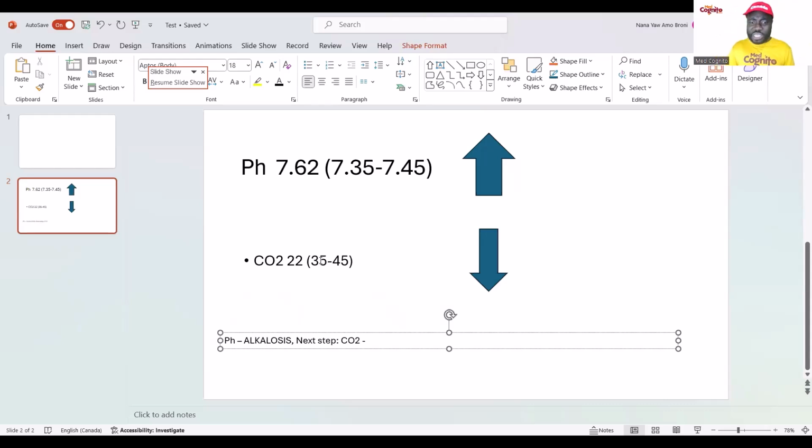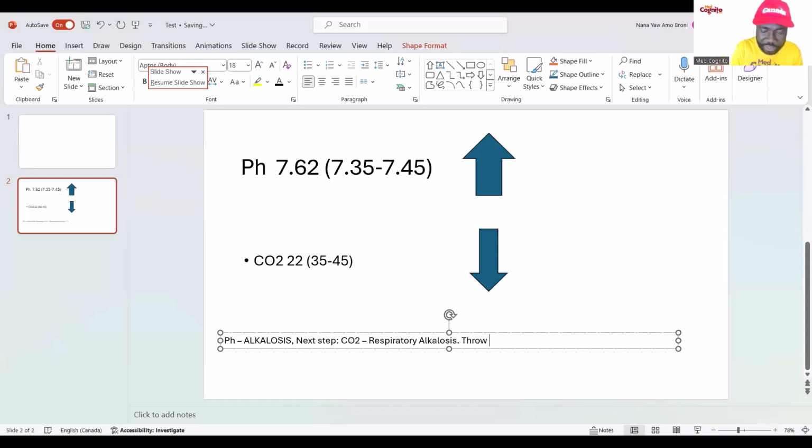Now, the CO2 is pointing in the opposite direction. So as soon as CO2 is pointing in the opposite direction, I don't even consider HCO3. Throw it away. If CO2 is pointing in the opposite direction, forget about HCO3. So that means this patient is in respiratory alkalosis. In this situation, don't consider HCO3. Forget about it.